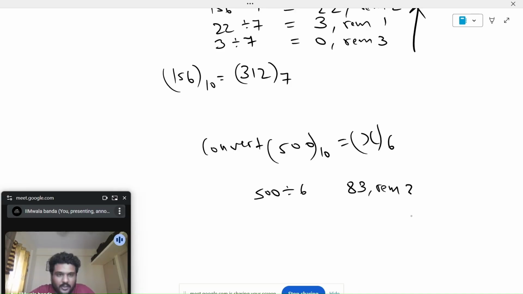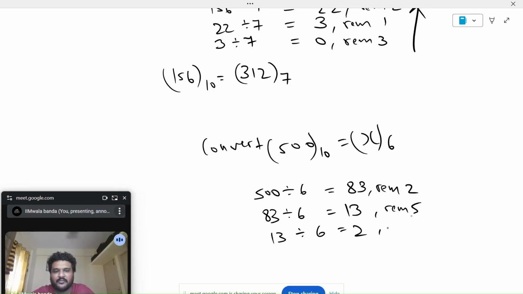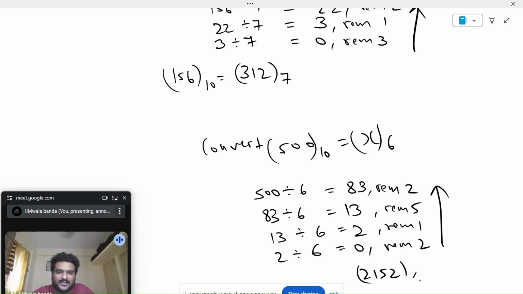So the remainder is 2. Now 83 divided by 6. It's not equal, but I'm just writing it like that. 6 ones is 6, so 23. 6, 12, 18, 19, 20. So 5 is the remainder. Now 13 divided by 6. 6 2s are 12. Remainder is 1. Don't stop here. 2 divided by 6, 0, and remainder is 2. As soon as you get 0, then you stop. So 2152 in base 6 is the same as 500 in base 10.